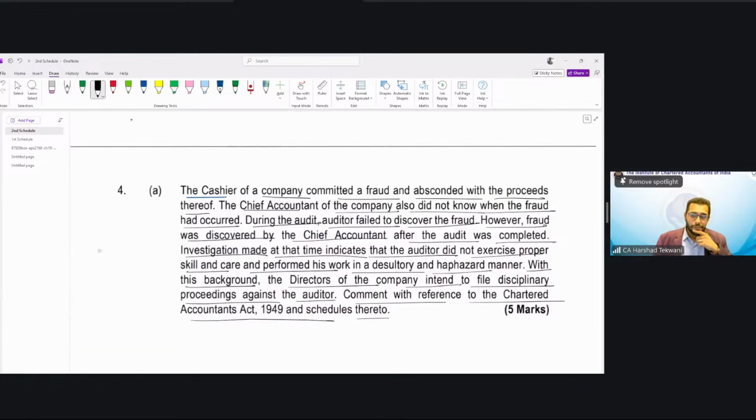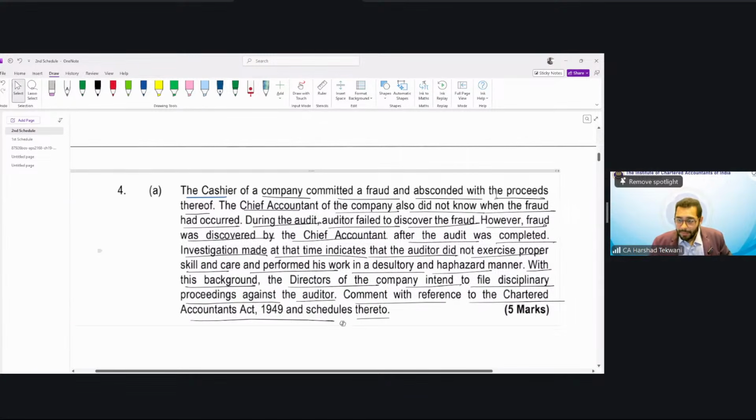So what do you think? Is the auditor liable in this scenario? Yes, no, and if yes, then under which clause? Quickly, take a minute, read the question, and tell me whether the auditor is liable or not in this particular scenario. And I need the answer with which clause. If he is liable, then as per which clause? Quickly.